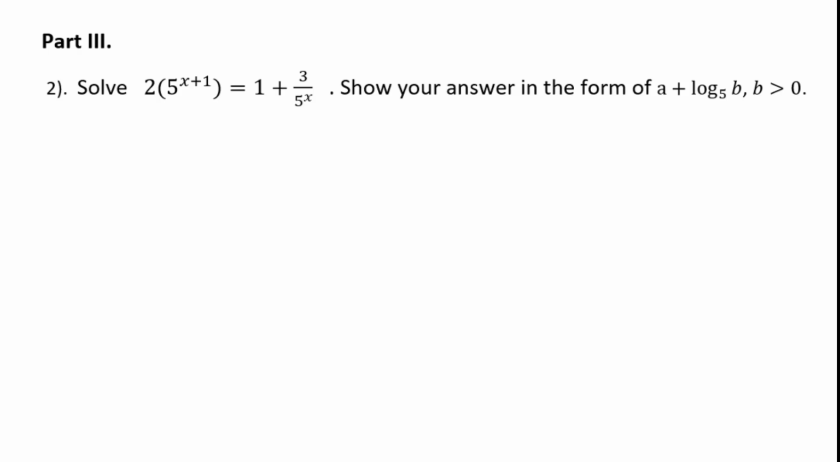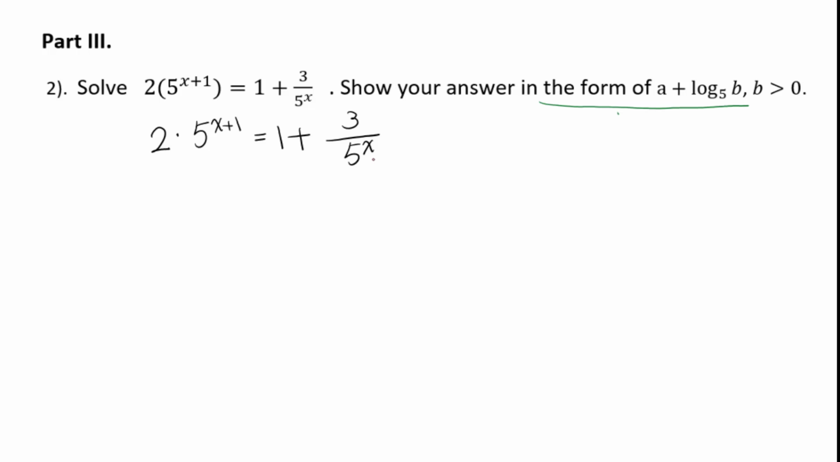Let's go to part 3, number 2. Solve 2 times 5 to the x plus 1's power equals 1 plus 3 over 5 to the x power. Show your answer in the form a plus log base 5 of b, with b greater than 0.